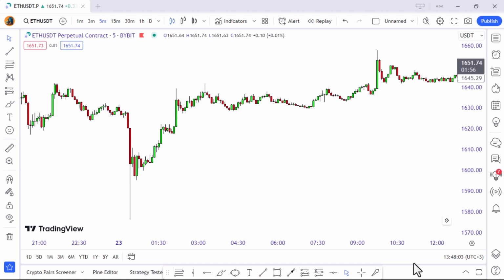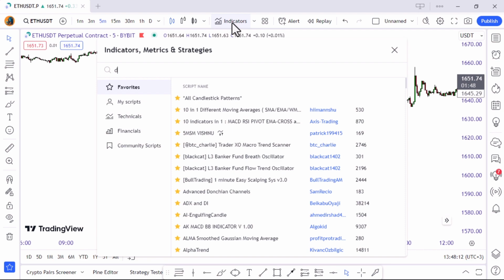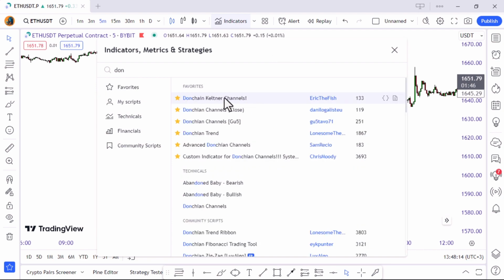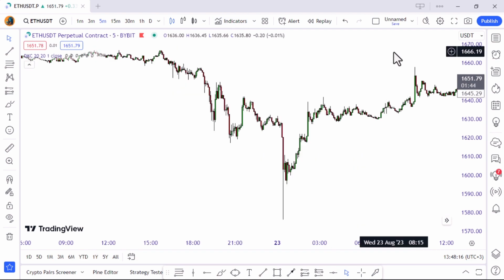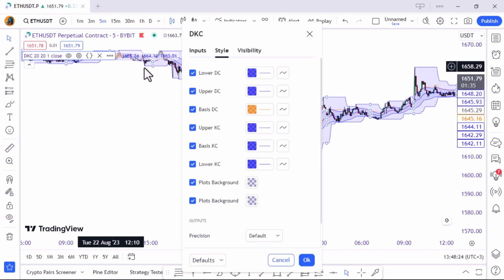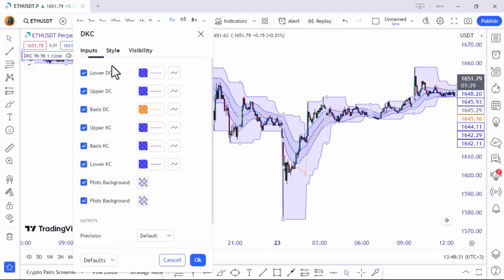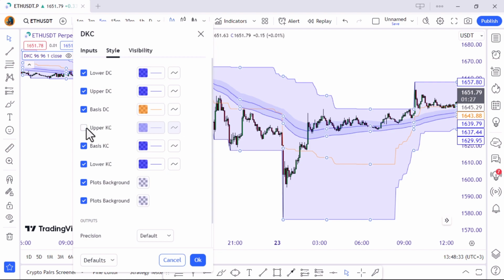Before we get into the nitty-gritty, here's how you add it to your chart. Head over to the Indicators tab, type in on-chain channels, and give that one a click. Now the on-chain indicator on its own is decent, but we've got to tweak its settings to make it work just the way we want. Go to the indicator's settings and change the length to 96. Oh, and while you're at it, hop over to the Style tab and change the line colors to red. That way, they're a breeze to spot.